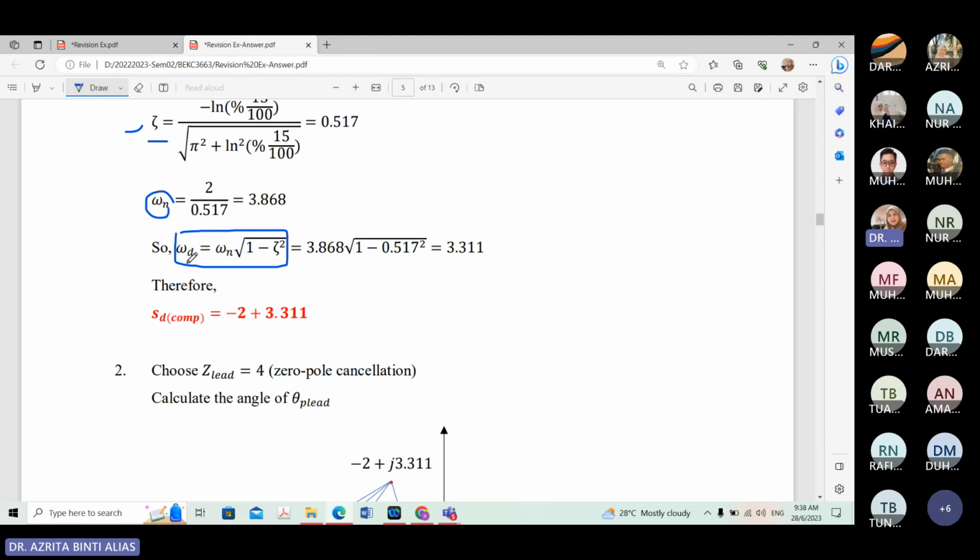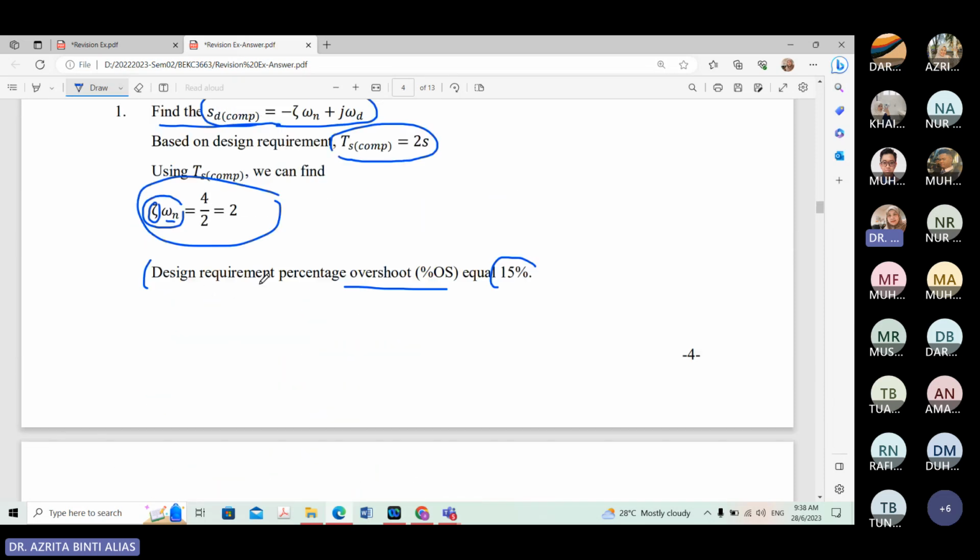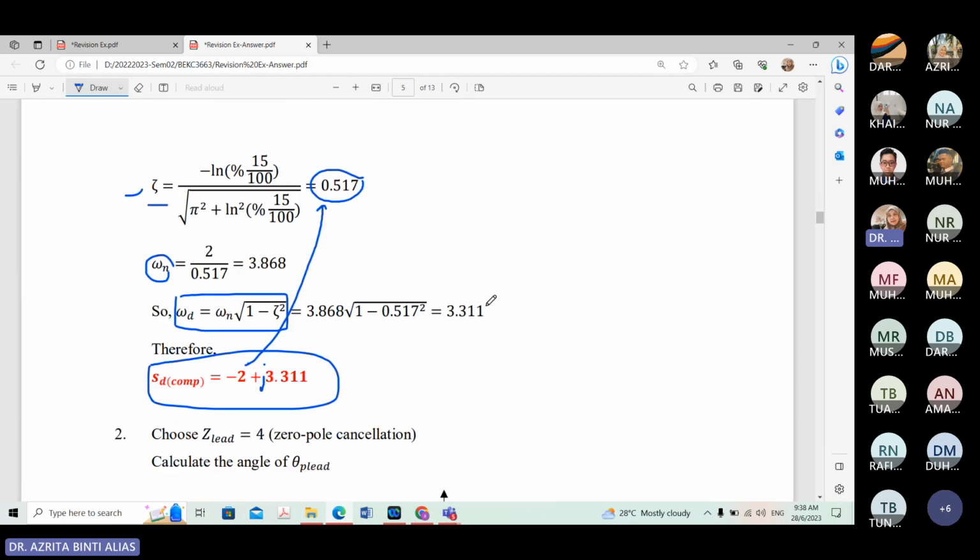Okay, after that, you can calculate the value of omega d. Lastly, we can obtain the value of ST compensated. So this has a j. Remember, the value here is zeta omega n. In your midterm test, some of you took the wrong value of zeta. So please be careful. The value here refers to zeta omega n. So please remember zeta omega n and then plus j omega d.